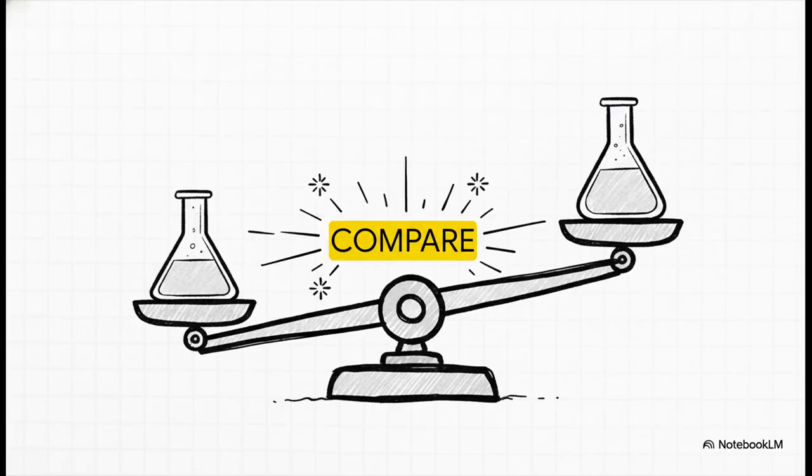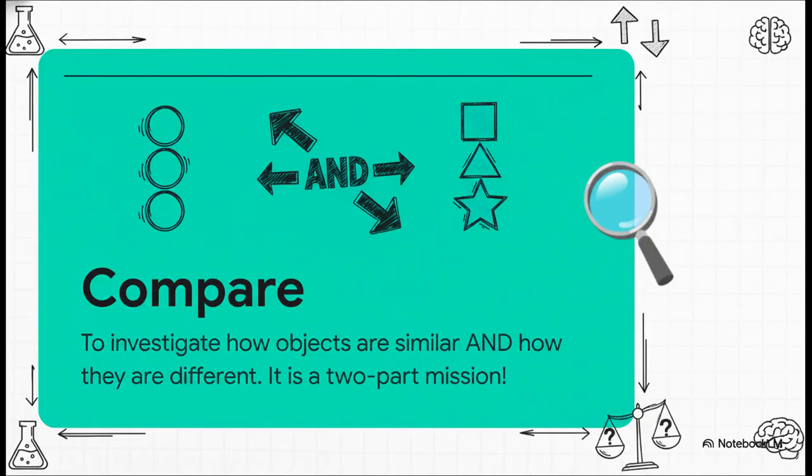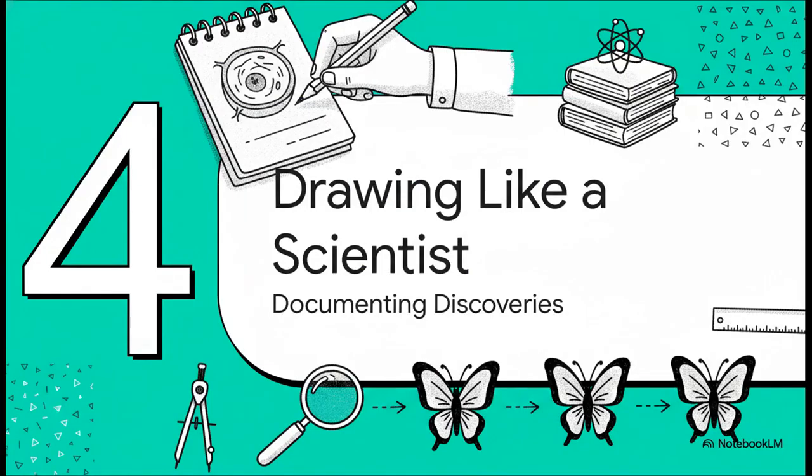Now, there is one code word that is so important, so absolutely critical for your missions, that it gets its very own spotlight. And that word is compare. Listen up, because this is huge. Whenever a question asks you to compare two things, it is always a two-part mission. You absolutely must talk about how they are similar, and you must talk about how they are different. If you only talk about their differences, you've only done half the job. I'm going to say it again, similarities and differences. Every time.